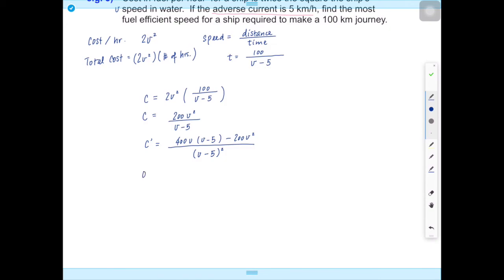Okay. Setting this equal to 0, I can expand and simplify the top part as well. I get 400v times v, 400v squared minus 200v squared. That's 200v squared minus 2000v over v minus 5 squared. There was a better way to do it, but that's okay. So let's factor this.